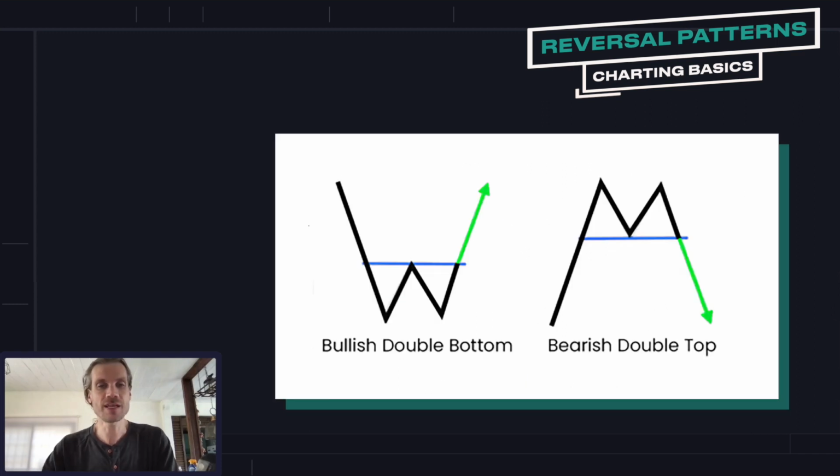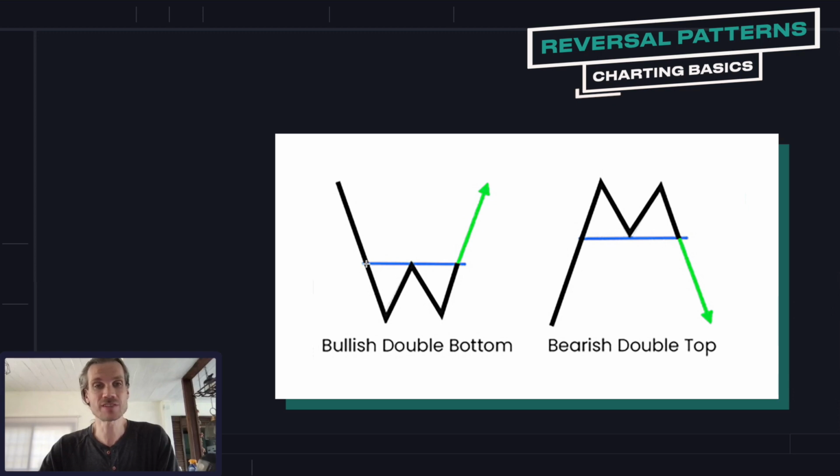So this is a double bottom, which is a bullish reversal pattern. And this is of course the inverse, a bearish double top. A double bottom pattern occurs when the price action is in a downtrend, but the sellers are losing momentum, potentially because the price action is approaching a long-term support line where there's a lot of buyers. The buyers show up as the momentum of the sellers is waning, and they put in a little bounce.